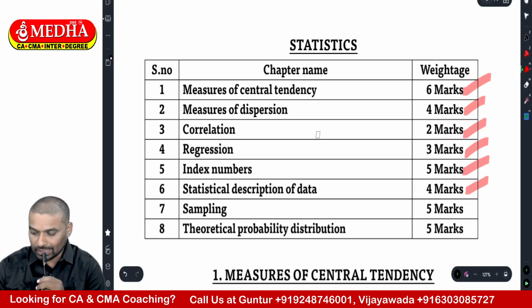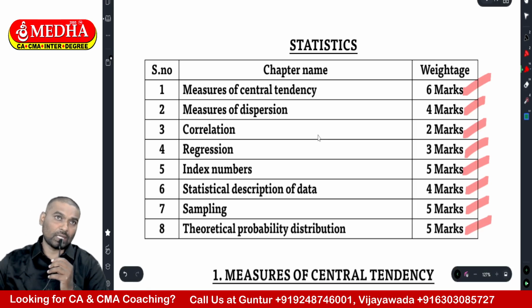4 marks, sampling 5 marks and theoretical probability distributions 5 marks.